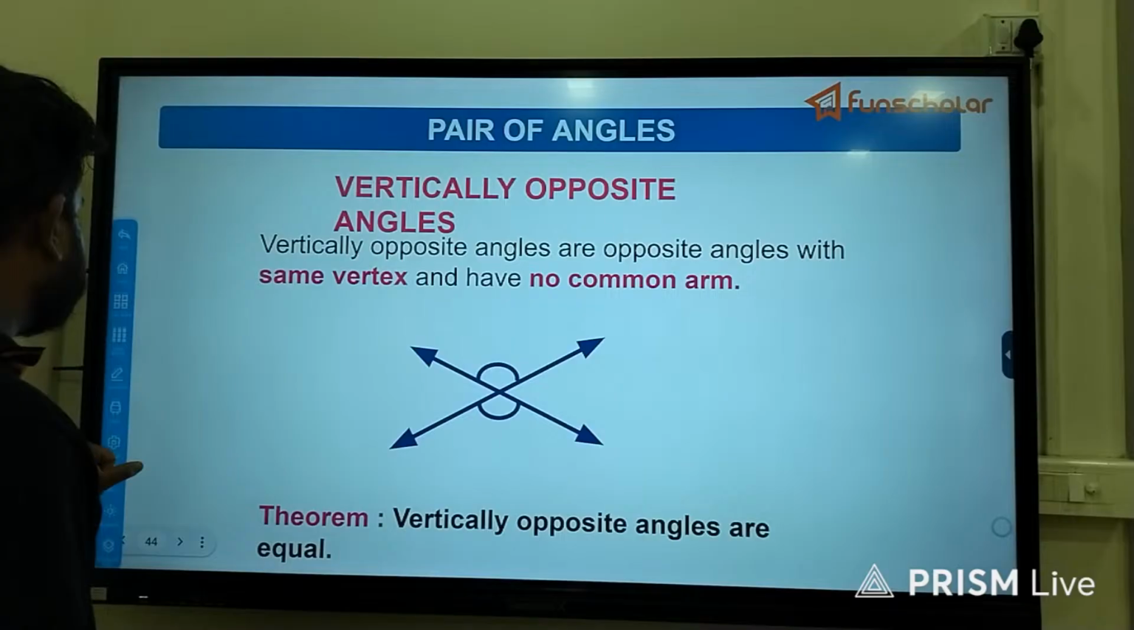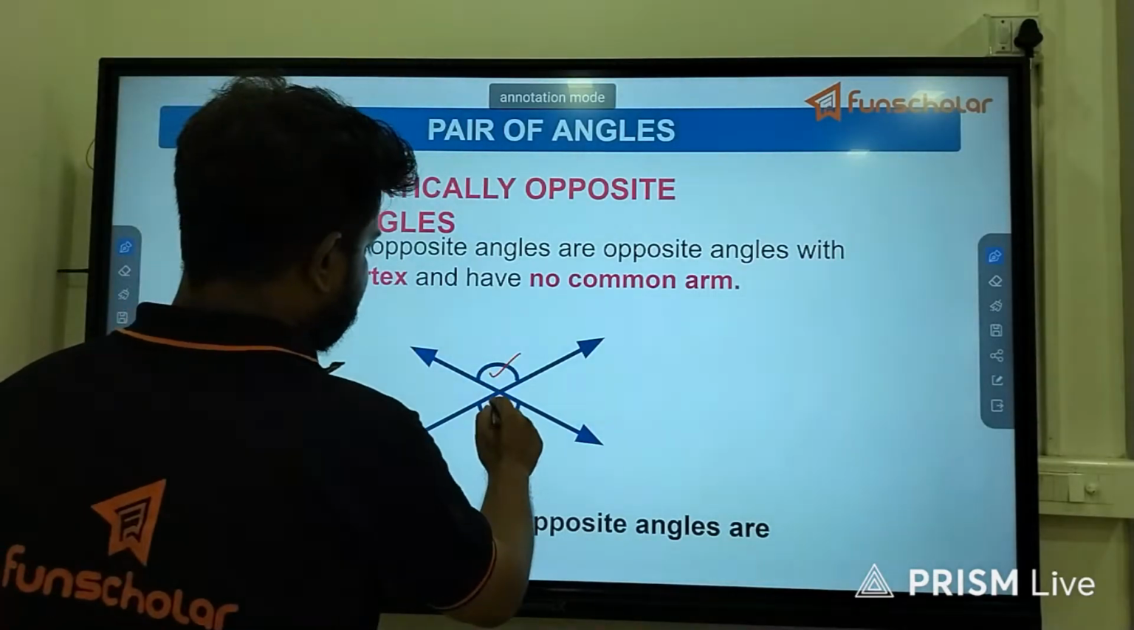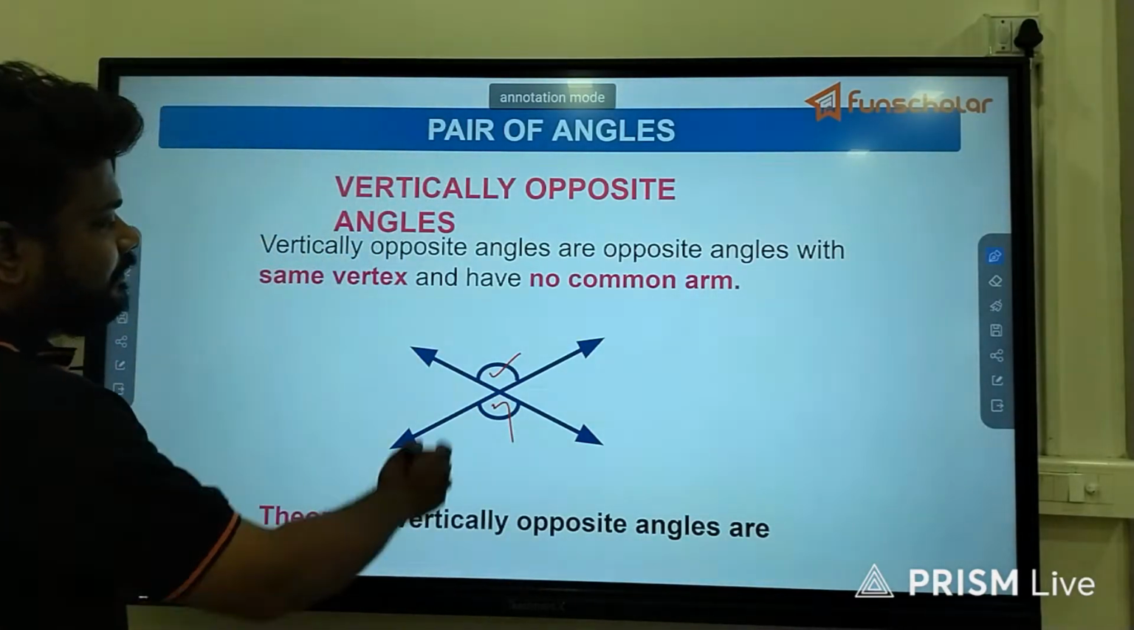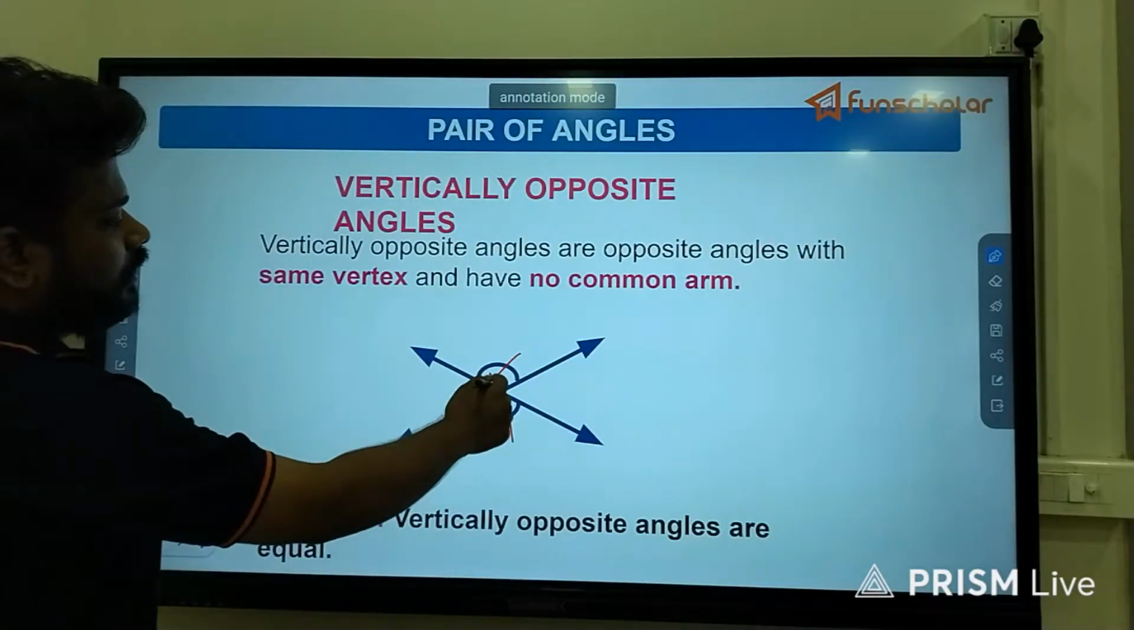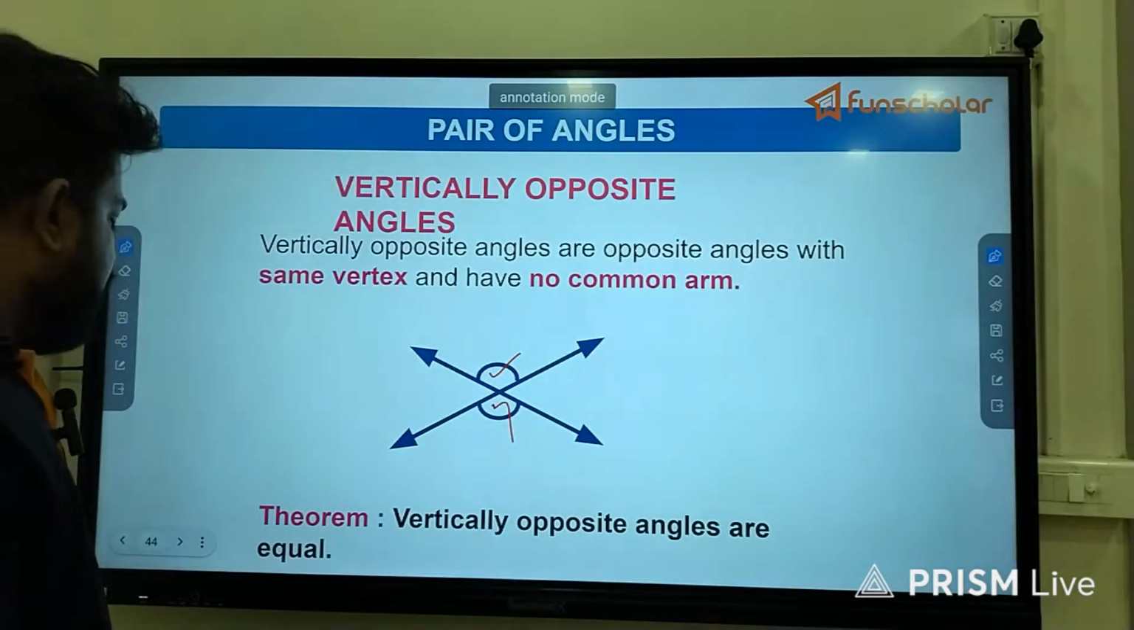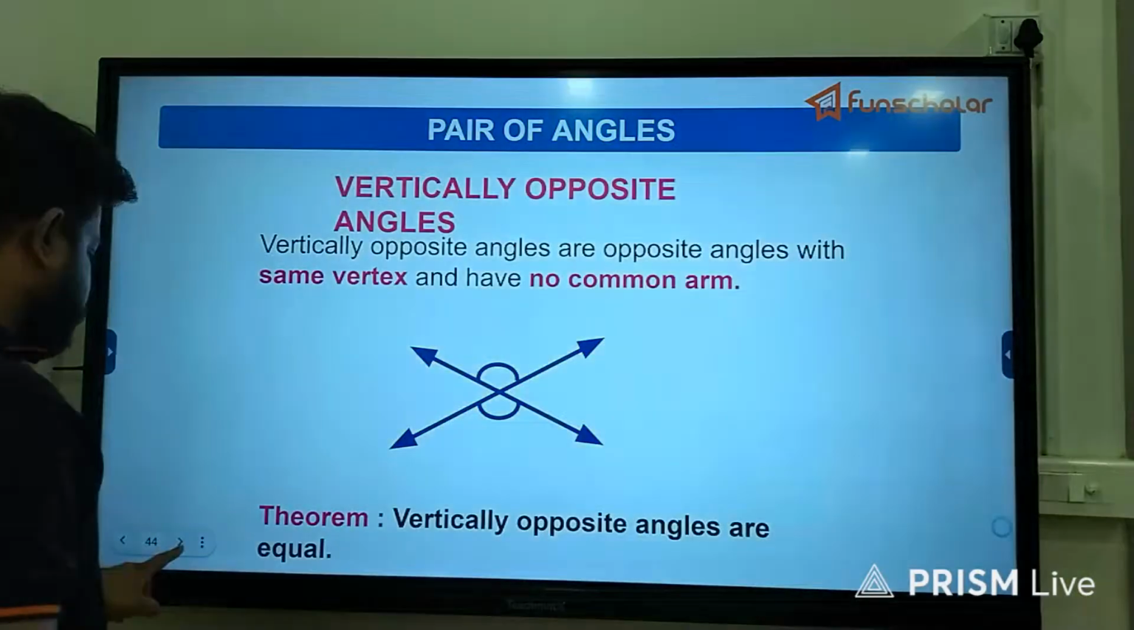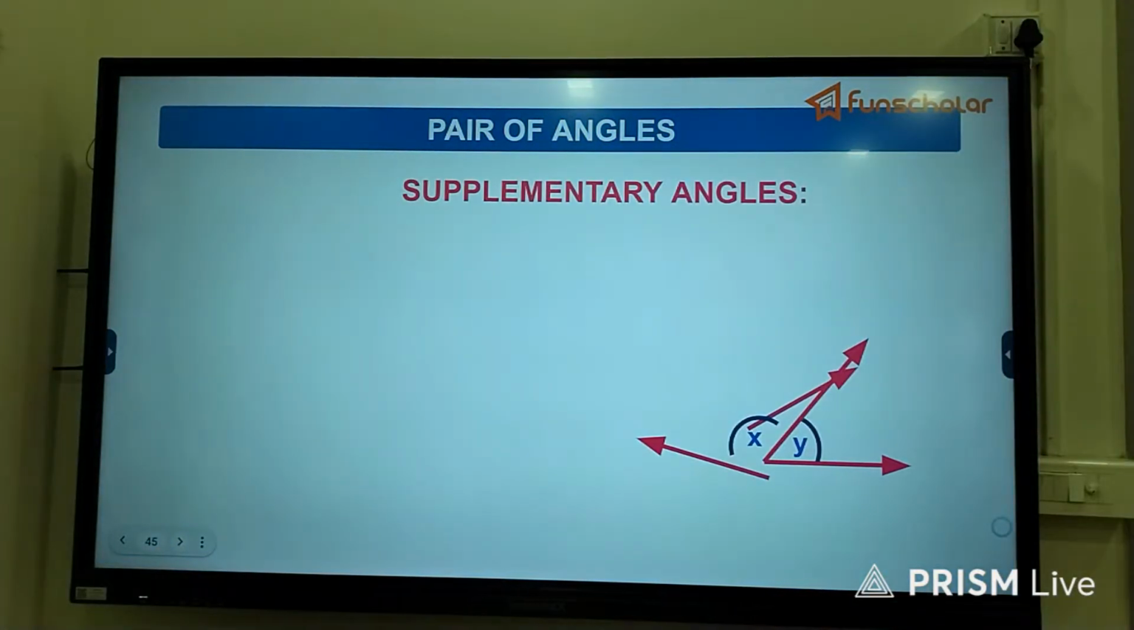Okay, like the measurement of this angle and this angle will be the same. Like if it's 45 degrees, it will also be 45. Okay. So let's go to the next, supplementary angles.